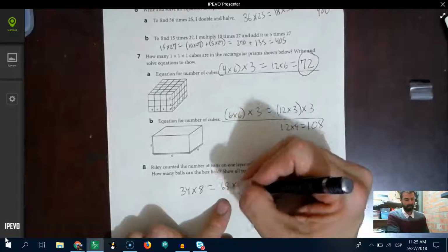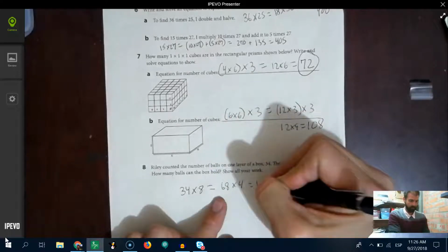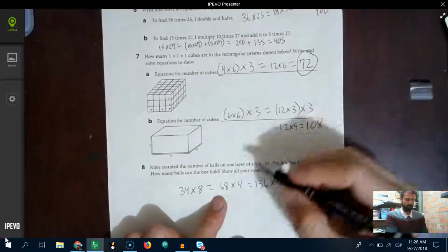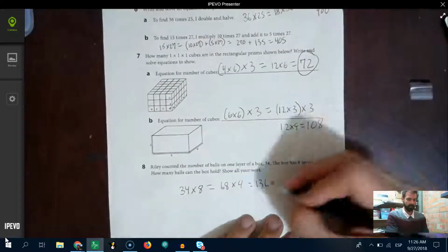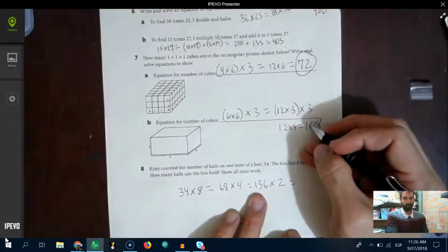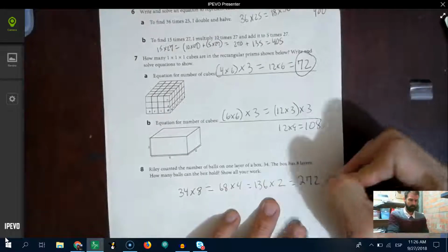So I have 16, 13. 136 times 2. Is that right? 16 and 120, 136. And then I just double that again. So 36 doubled is 72. So 272 balls.